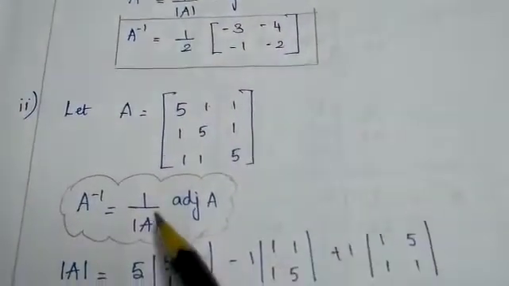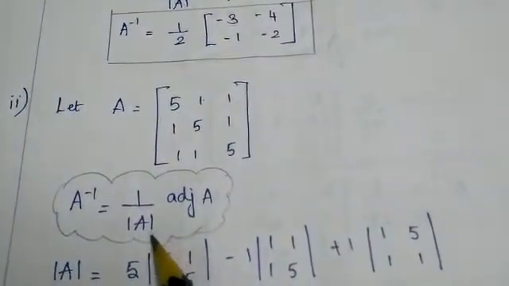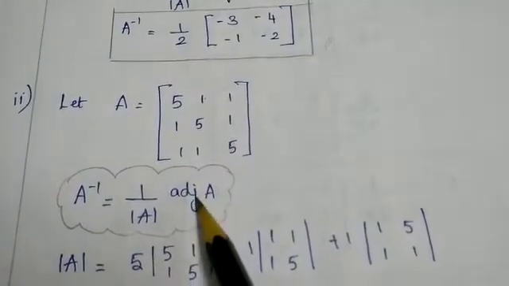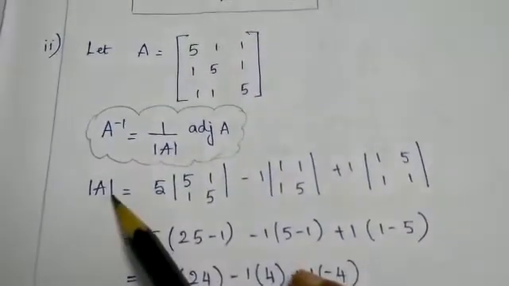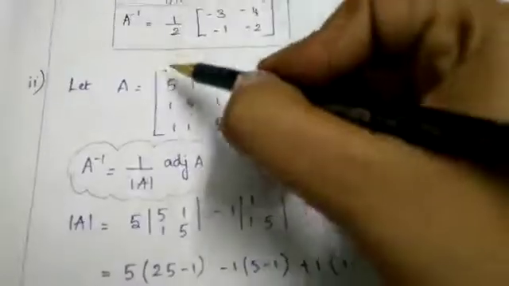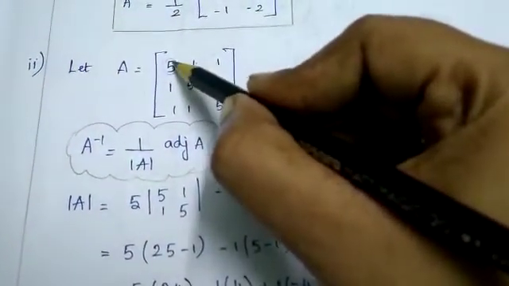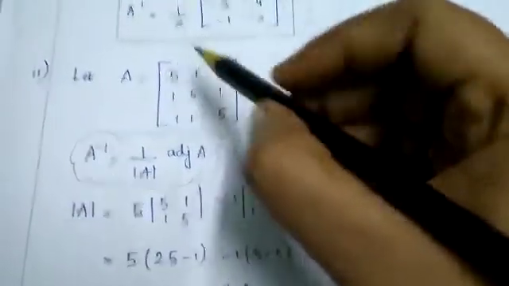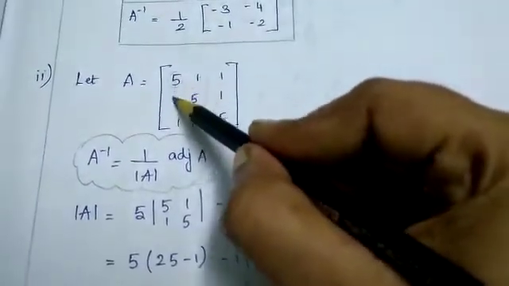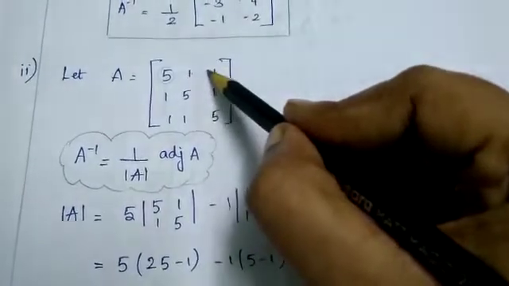So again the same thing, for finding the inverse we first need to find the determinant value. After that only we go to the adjoint of A. So determinant A equals what? Determinant A equals the first element, that is 5. For the determinant we have to take the element which we are taking, and for 5, the corresponding column and row get deleted.